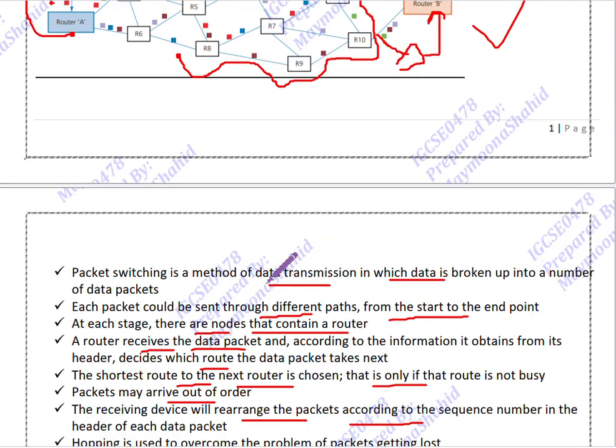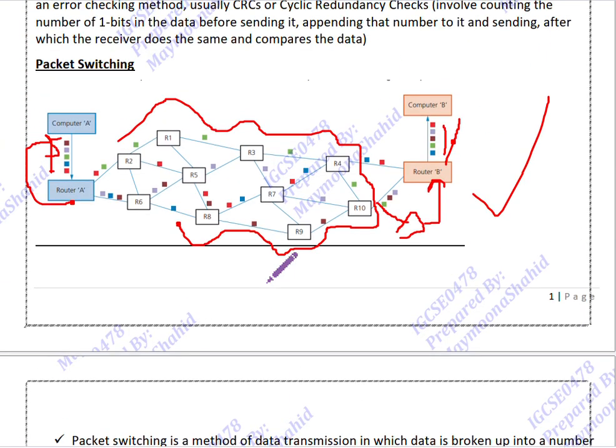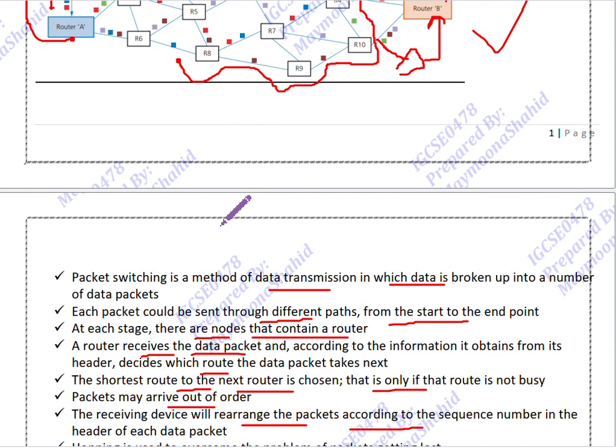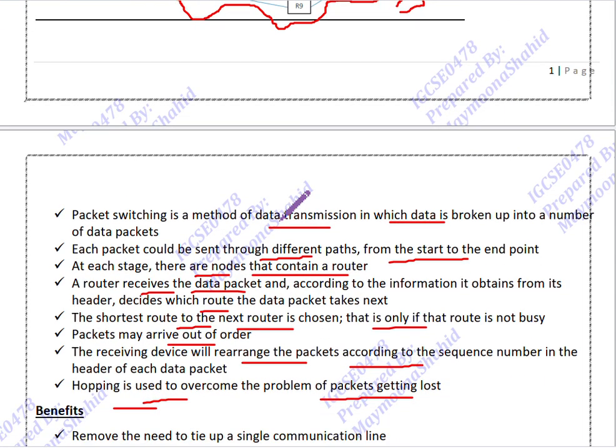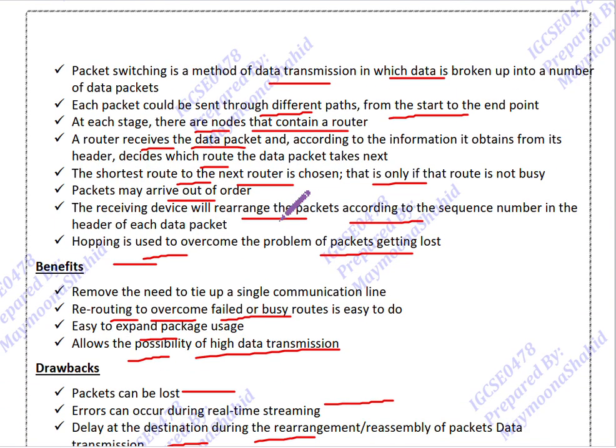Well, when we look at the past paper questions, different types of questions may be asked. The first one is packet switching. What is packet switching? As I told you, packet switching is data transmission in which your data is broken up into a number of packets, or you can say datagrams as well. The examiner may ask you about the benefits and drawbacks of packet switching.